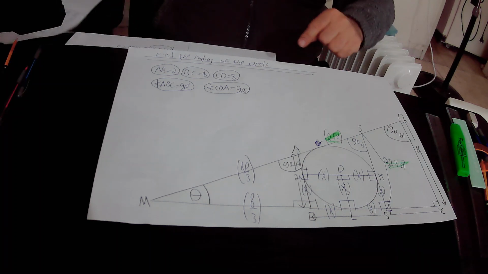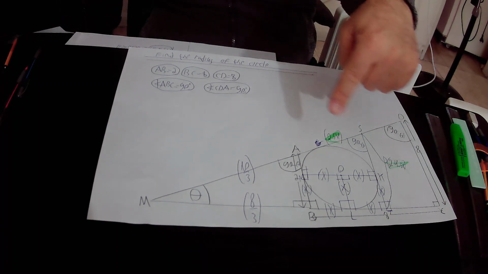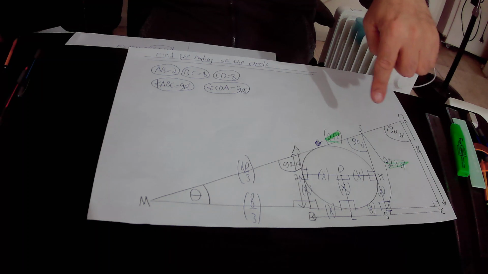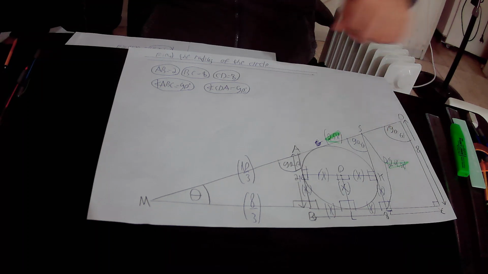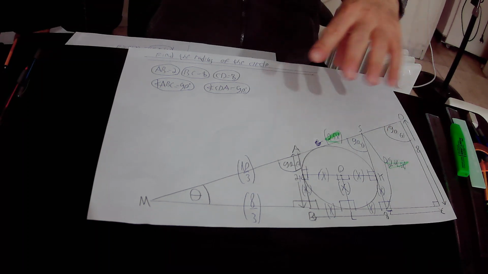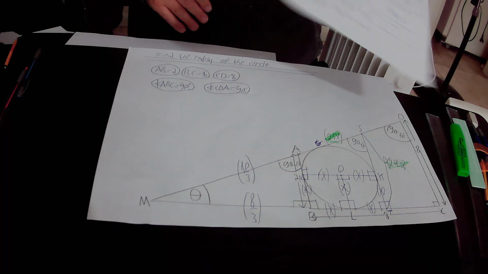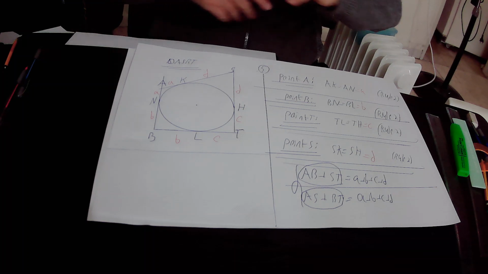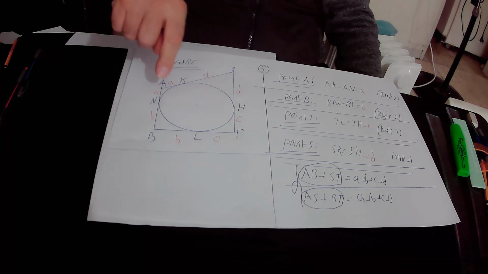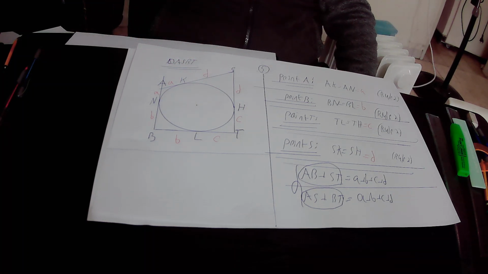Then I copied the small quadrilateral ASBT in a new page with the circle that is inscribed inside it, and we analyze this quadrilateral ASBT. This is quadrilateral ASBT that I copied from the original drawing with the circle that is inscribed inside it.